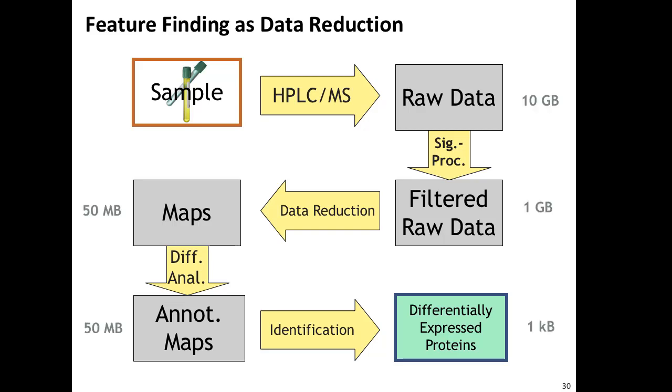So the data size often goes down drastically. These are just numbers from one experiment that we did a long time ago, where we started with 10 gigabytes and we actually ended with 1 kilobyte of differential proteins. That's sort of the order of magnitude that you would expect. So we're talking about 7 orders of magnitude of data reduction through the processing of this pipeline.